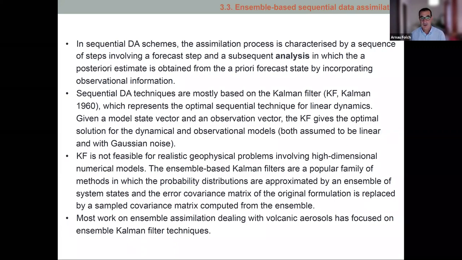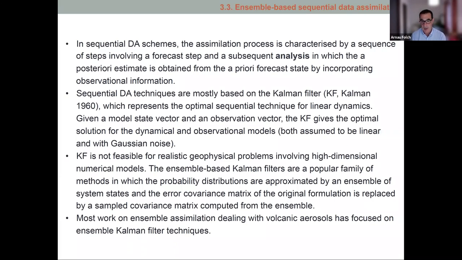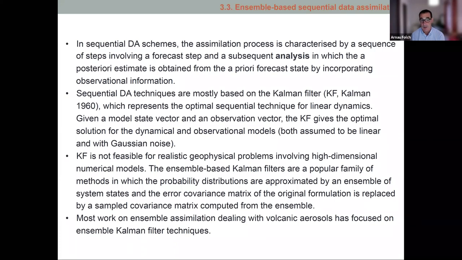All the sequential data assimilation techniques that are applied to volcanic clouds are mostly based on applying Kalman filters, which, as you know, represents the optimal sequential technique for linear dynamics and Gaussian errors. The problem when you apply the Kalman filter, as was originally proposed back in the 60s, is that this is, as you know, not feasible for real geophysical systems that have a high number of dimensions, no? So this is why the ensemble-based Kalman methods appeared and became very popular, because in this case, the probability distributions can be approximated by an ensemble of system states. And you also find an approximate covariance matrix that is given by the ensemble.